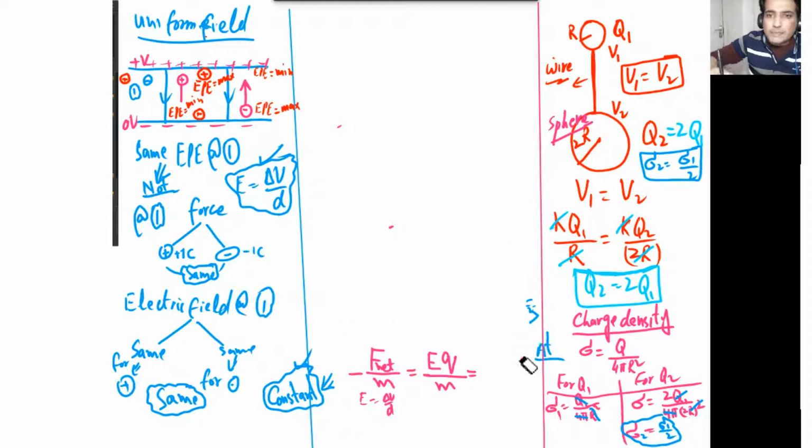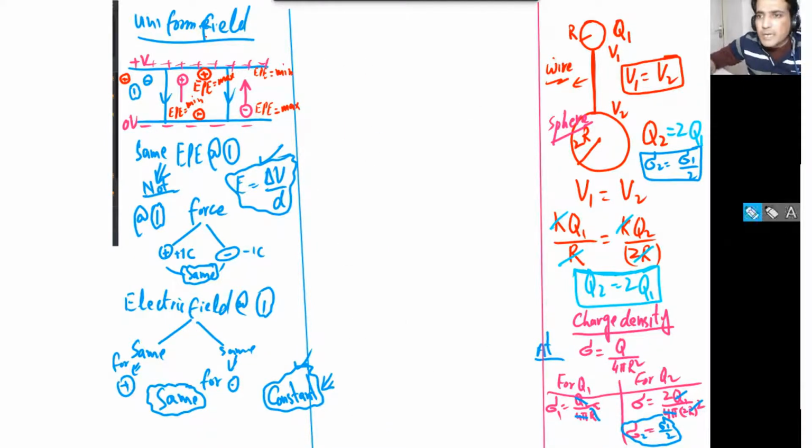Okay, now the next thing we need to calculate is the electric field. Which one has the stronger electric field? Let's try to calculate the electric field now. If I need to calculate first for Q1, I will say its electric field is E1. E1 will be equal to K times Q1 over R square.